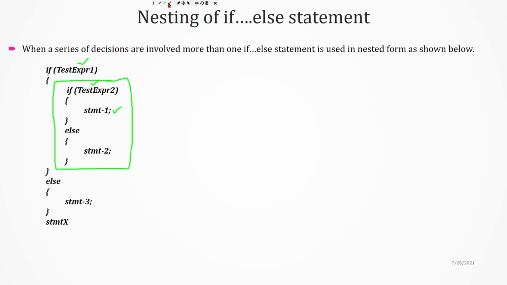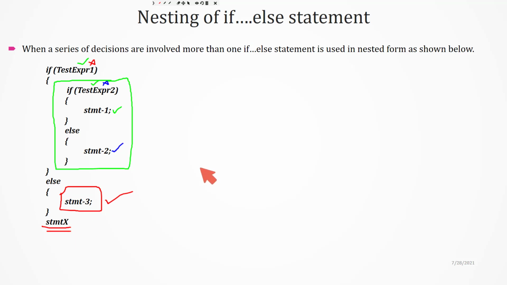Okay. Suppose you imagine test expression 1 is true, but test expression 2 is false. Which one will be executed? Statement 2 will be executed. What's the other case? Suppose test expression 1 itself is false, then it will execute its else part. The else part will contain statement 3. That will be executed. Next, statement X will be executed.